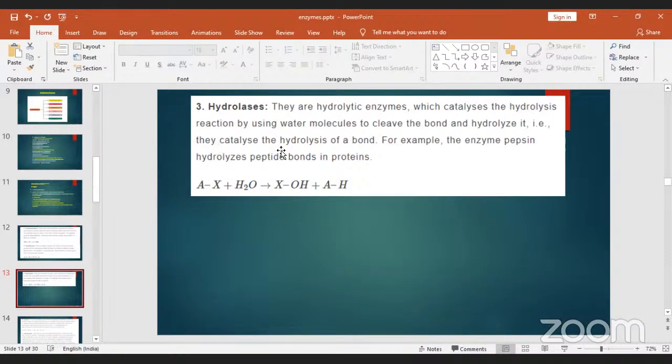So they catalyze the hydrolysis of a bond. Example, pepsin hydrolyzes peptide bonds in proteins.